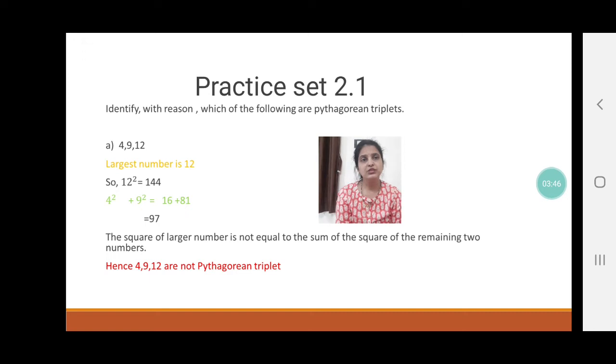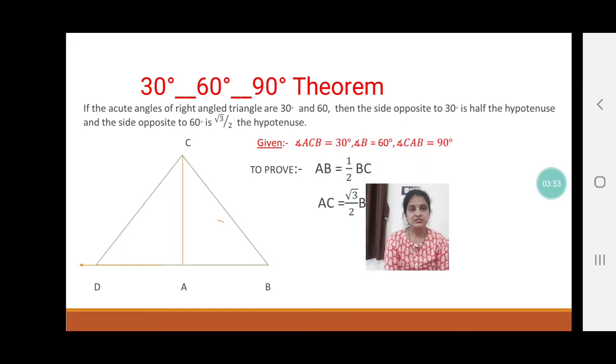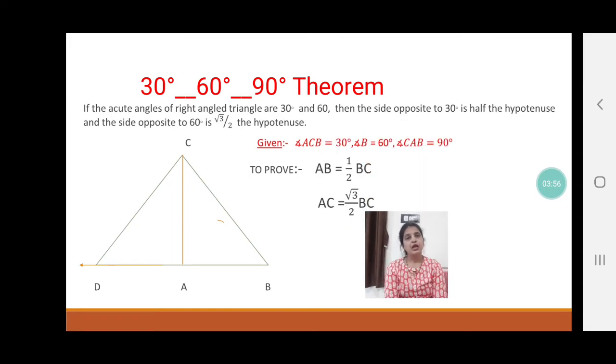We move on to the next topic, that is the 30, 60, 90 theorem. The statement of the theorem is, if the acute angles of a right angle triangle are 30 and 60, then the side opposite to 30 degree is half the hypotenuse and the side opposite to 60 degree is root 3 by 2 times the hypotenuse.